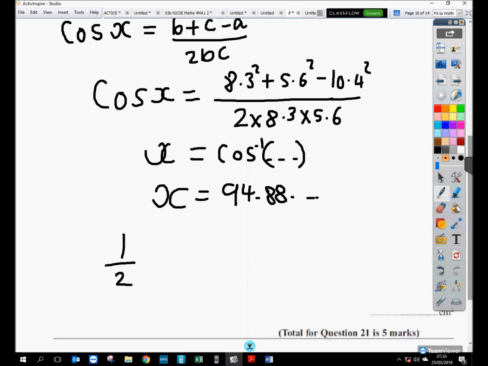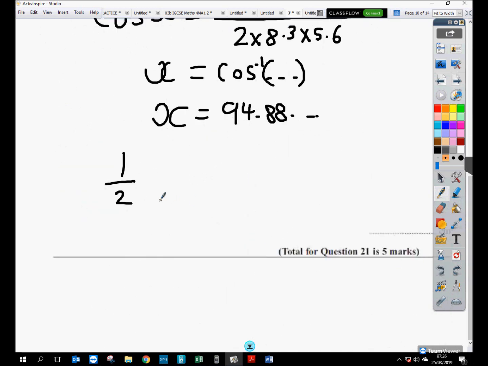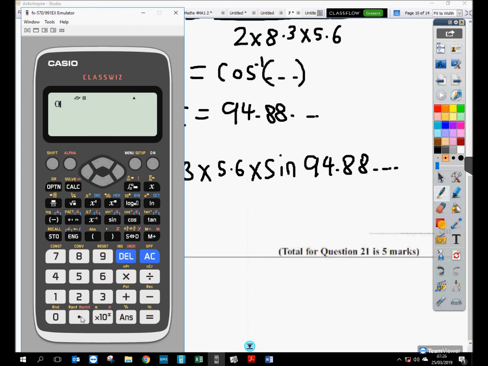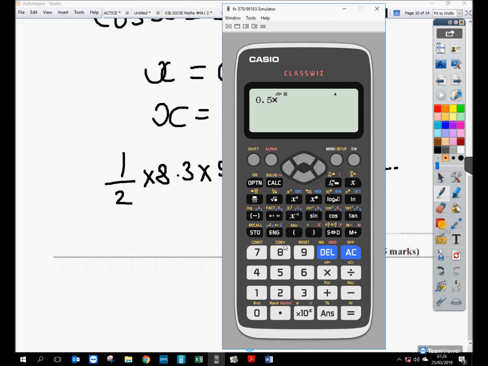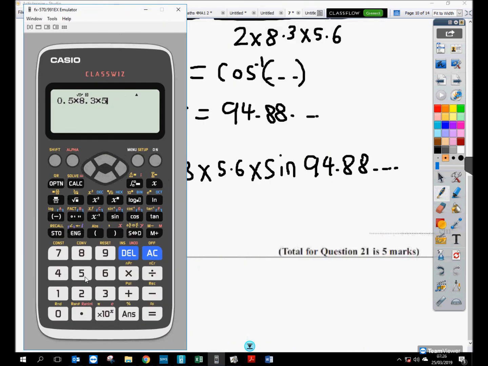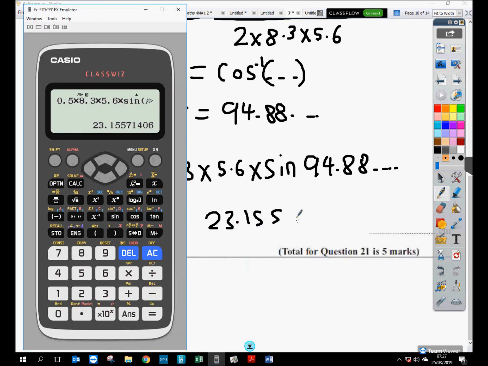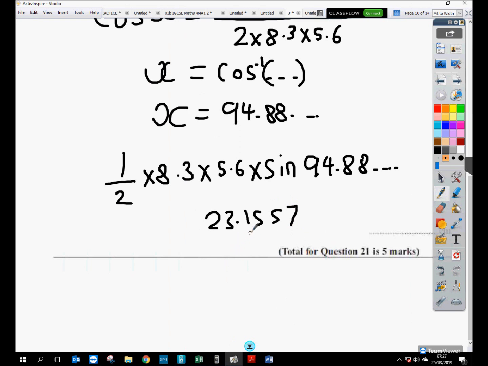And then it's a half AB sine C. Now, a half AB, in the formula for the area of a triangle, A and B are the two sides that sandwich the angle. So it's a half times 8.3 times 5.6 times sine of the angle sandwiched between those two sides. You must use the entire calculator display. So, something like this: 0.5 times 8.3 times 5.6 times sine of the angle that's sandwiched between, which is like this. And we end up with an answer of 23.1557, etc. The question says to round to three significant figures, so it'd be 23.2.